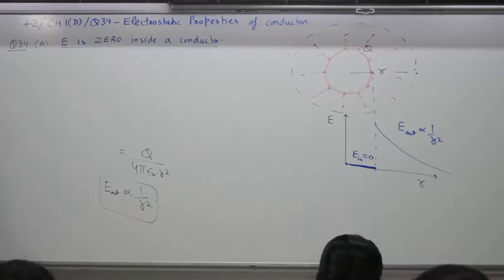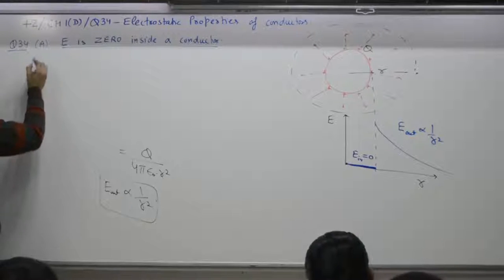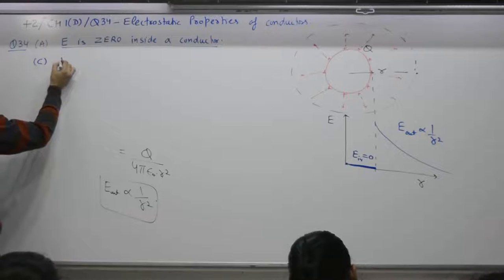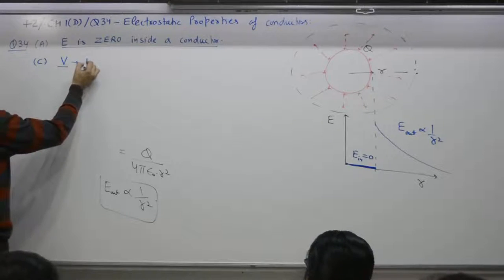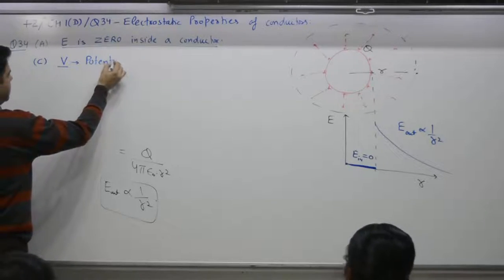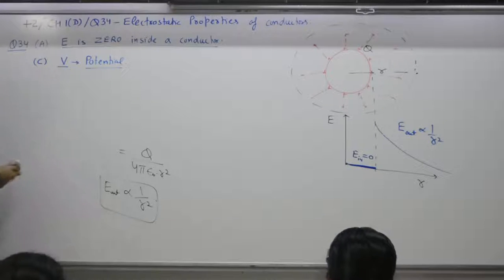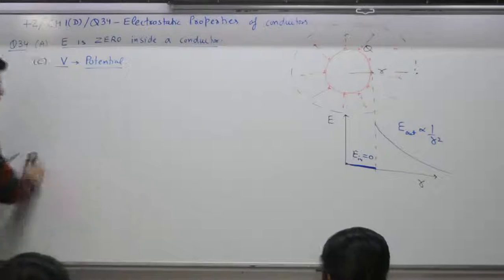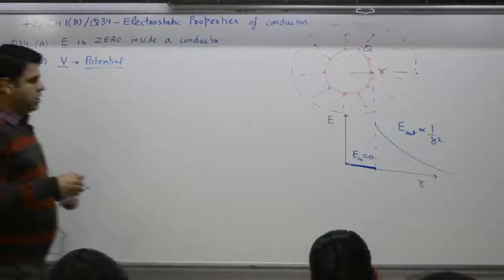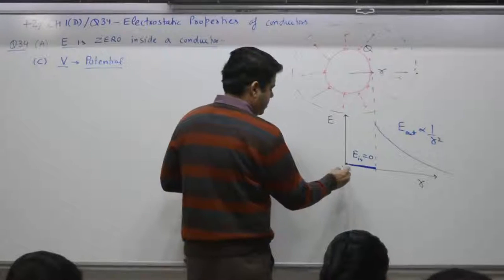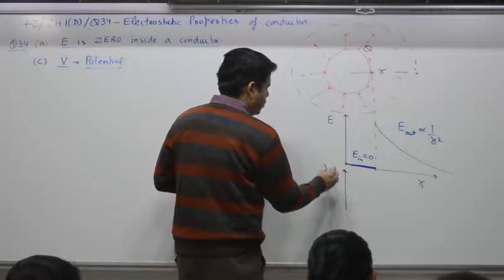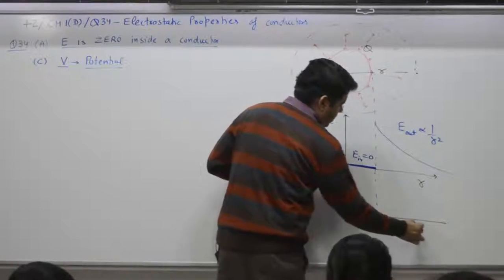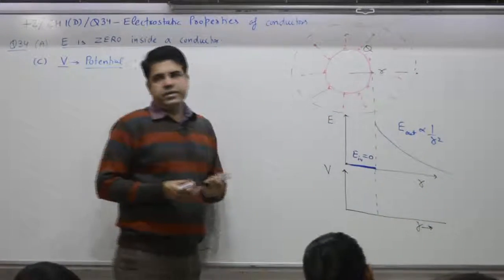We'll first take up C part, not B. We will take up B part after taking up C part. So C part is how V varies, how potential varies for the same configuration. That means exactly below this, you have to find out potential. You have to draw how V varies with R. 1 minute to try.